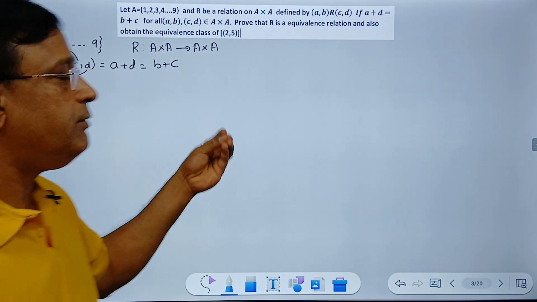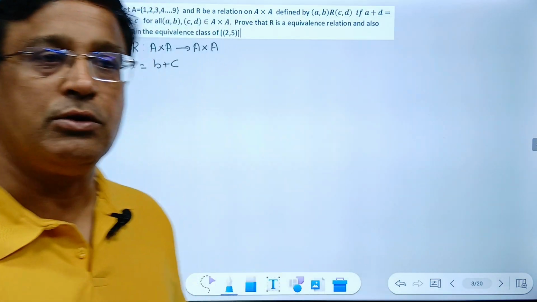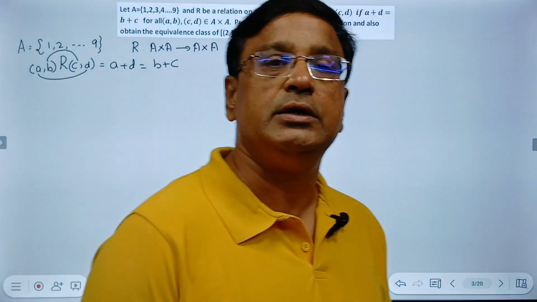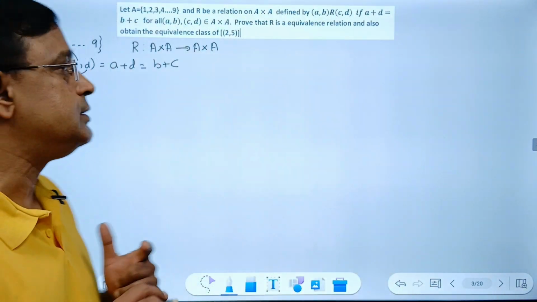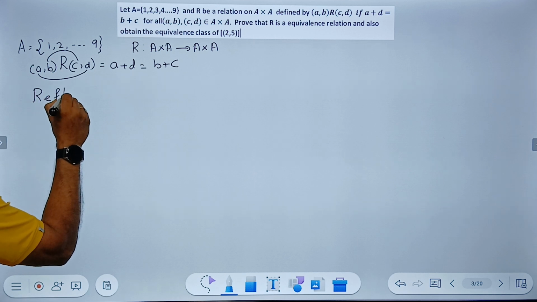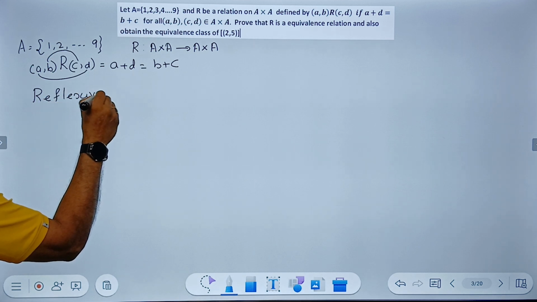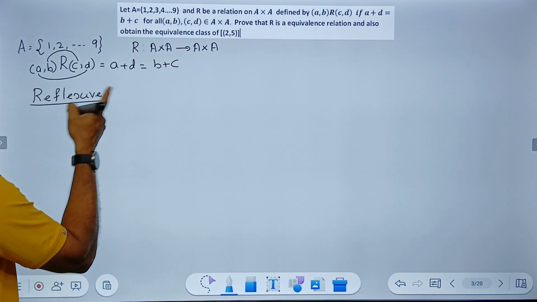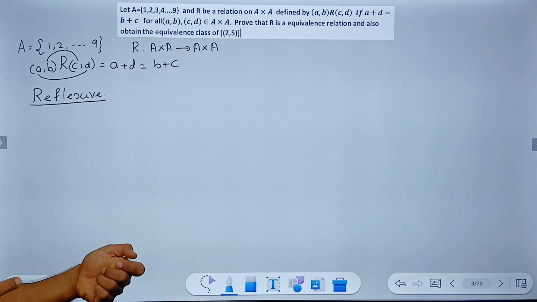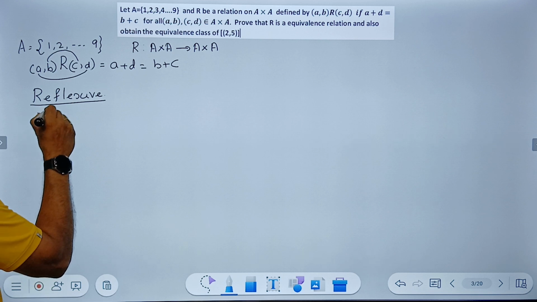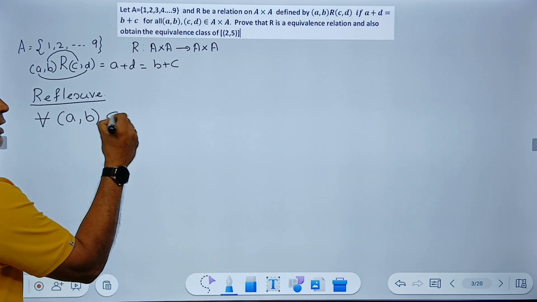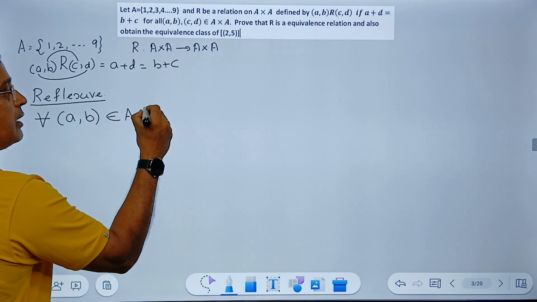Now I want to verify whether this relation is an equivalence relation or not. To verify that, I have to verify whether it is reflexive, symmetric and transitive. So first of all, let's go to reflexive. How many elements should I choose? I should choose one element. Where should I choose it from? I should choose it from A cross A. How will an element in A cross A look? It will look like an ordered pair. So this is not 2 elements, this is 1 element. Where does it belong to? It belongs to A cross A.